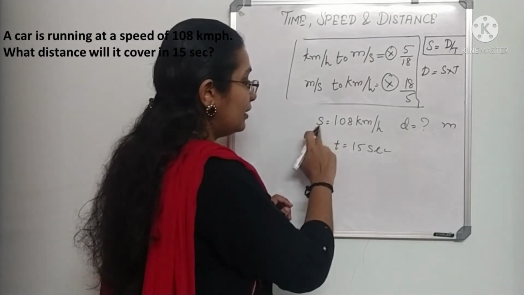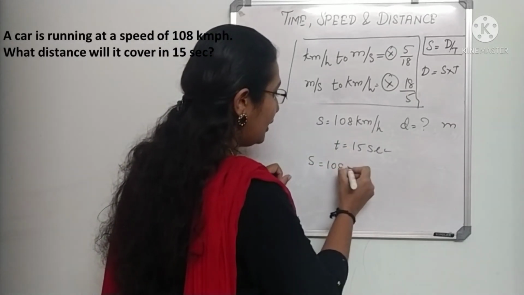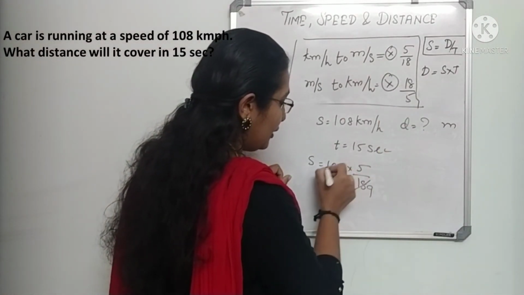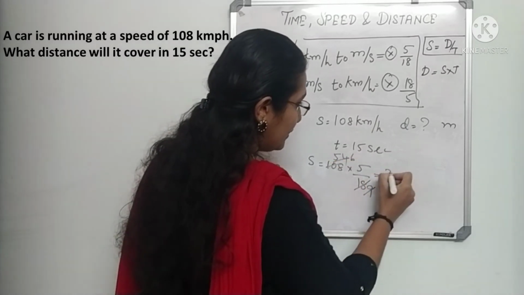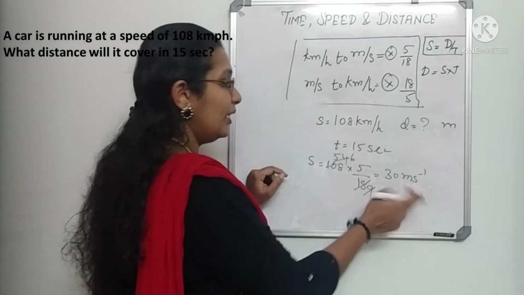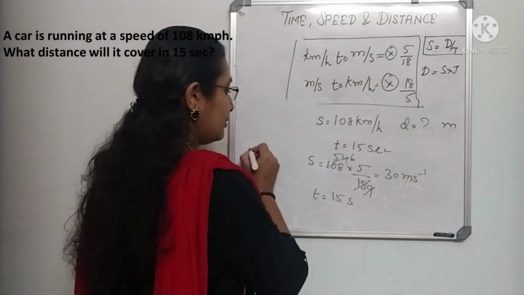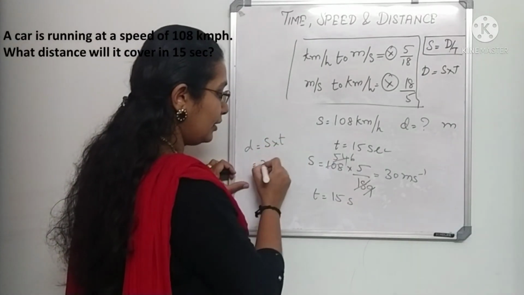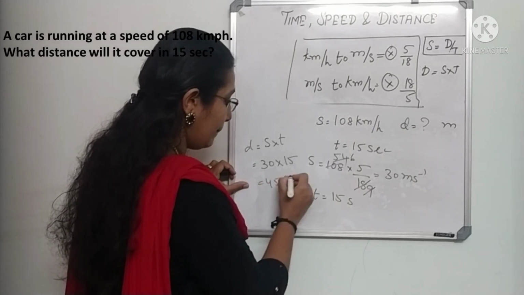So first convert this to meter per second. So speed is equal to 108 into 5 by 18 meter per second. 2 9s are 18, 2 5s are 10, 2 4s are 8, 9 6s are 54. So 6 5s are 30 meter per second. Now you have converted speed in meter per second and time they have given is 15 seconds. So find distance. Distance is equal to speed into time. So speed is 30 into time is 15, which is equal to 450 meters.